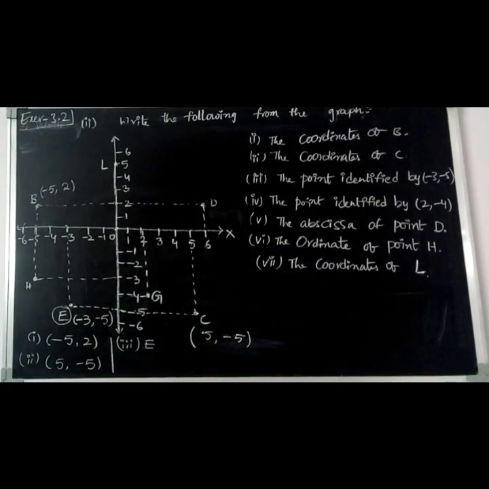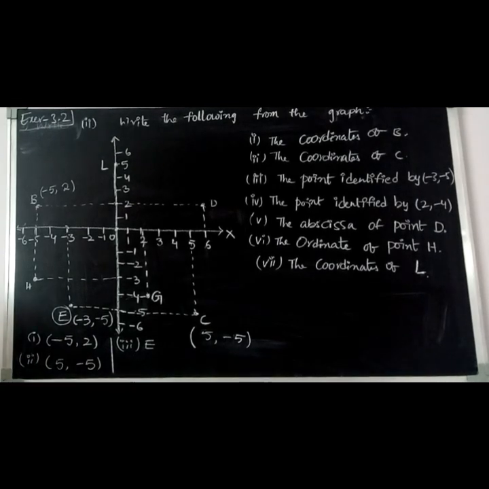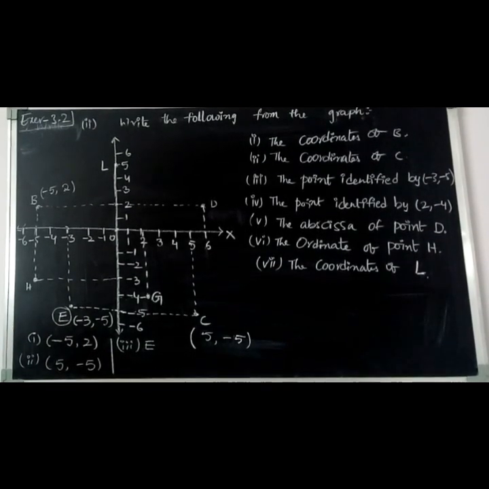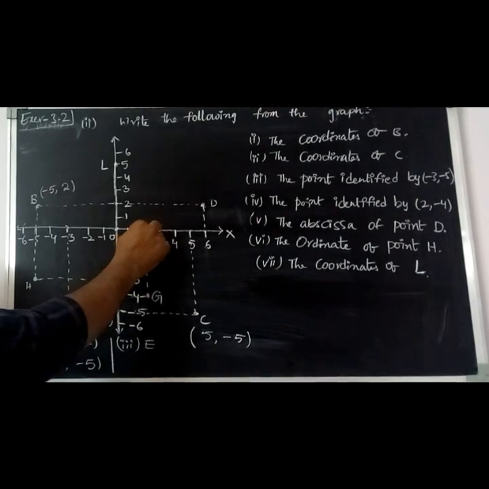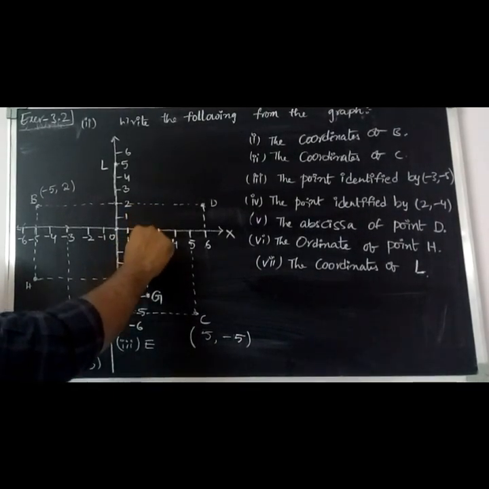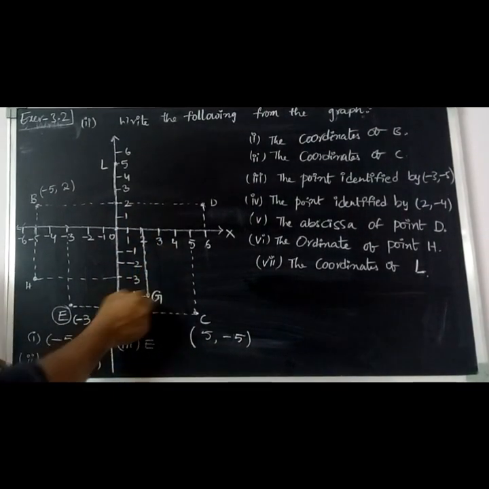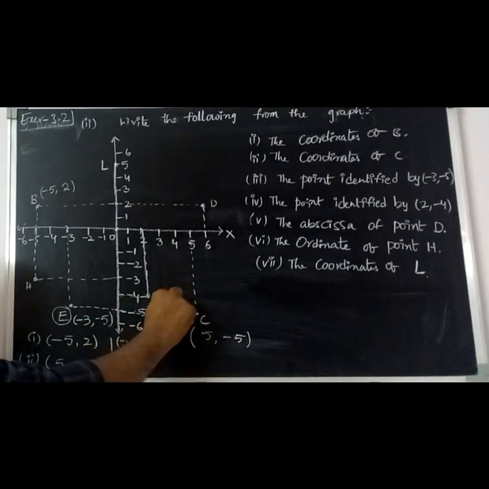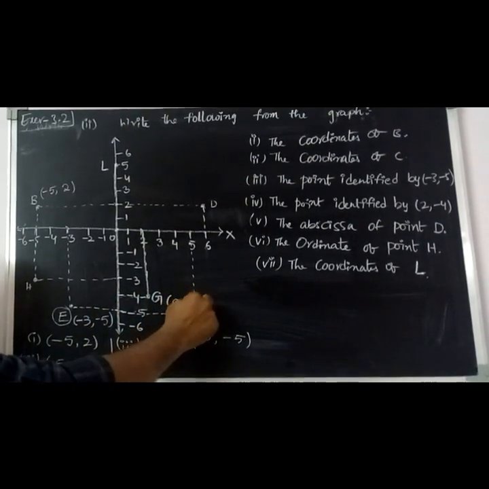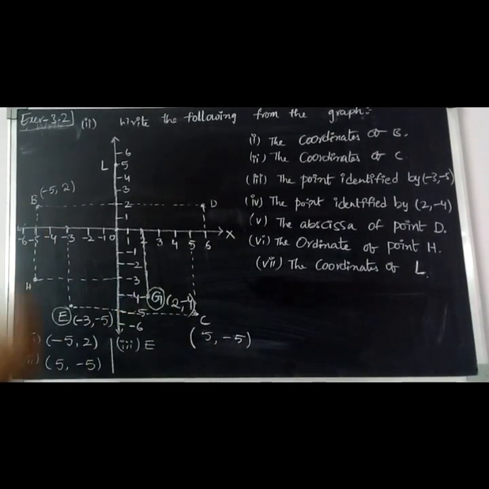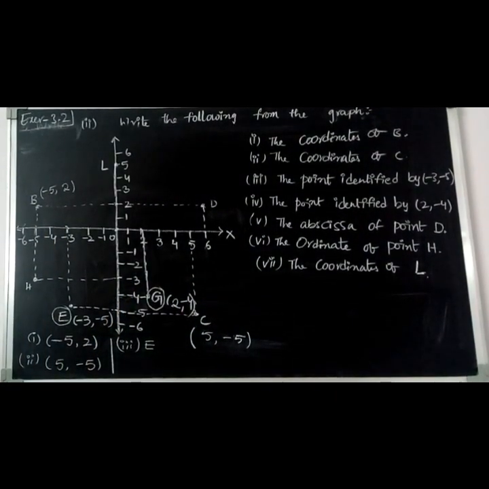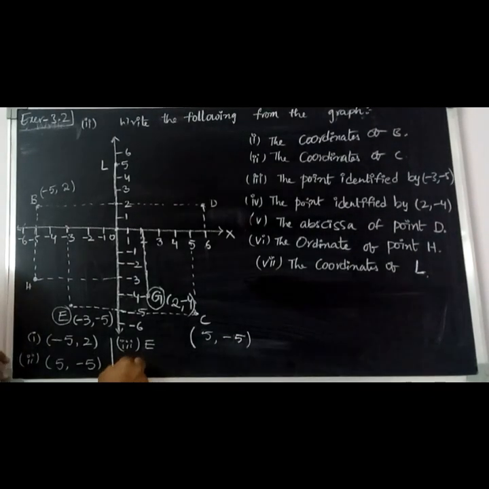Now let us see the fourth problem. The point identified by 2, comma minus 4. This is also like the previous problem. We have to identify the point 2, comma minus 4 first. The x value is 2, so here 2, and the y value is minus 4. Here it is. The point is 2, comma minus 4. The name given for that point is G. So the fourth answer is G.